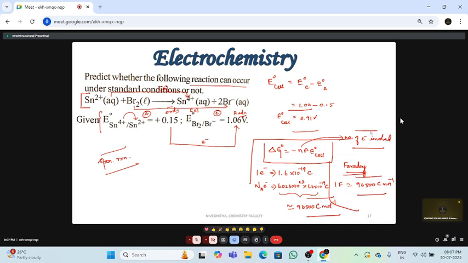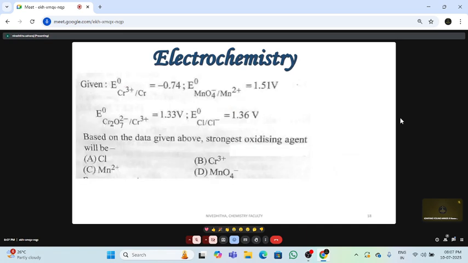Next problem? Fine. Here we are provided with some values, and they're asking us to find, among these 4 elements, the strongest oxidizing agent. Okay, and we are provided with some electrode potentials. Before getting into the problem, we have to find whether the values are oxidation potential or reduction potential. How about this first value? Is it oxidation or reduction potential?